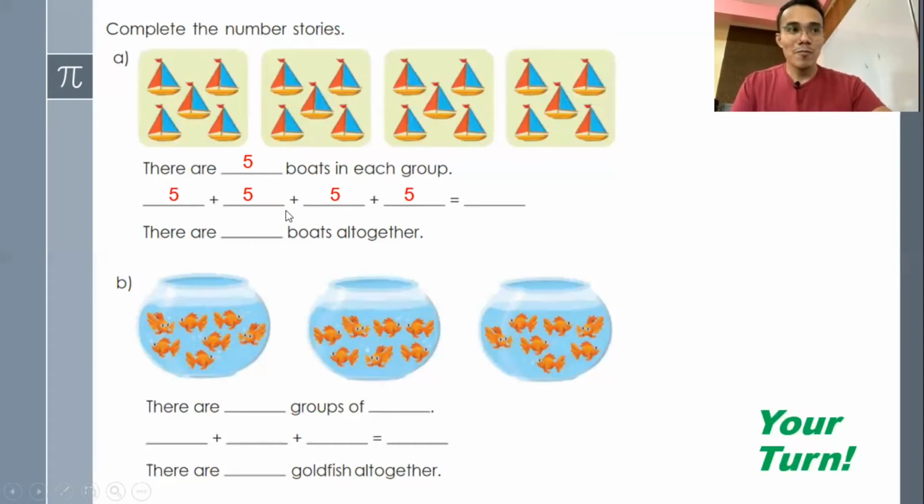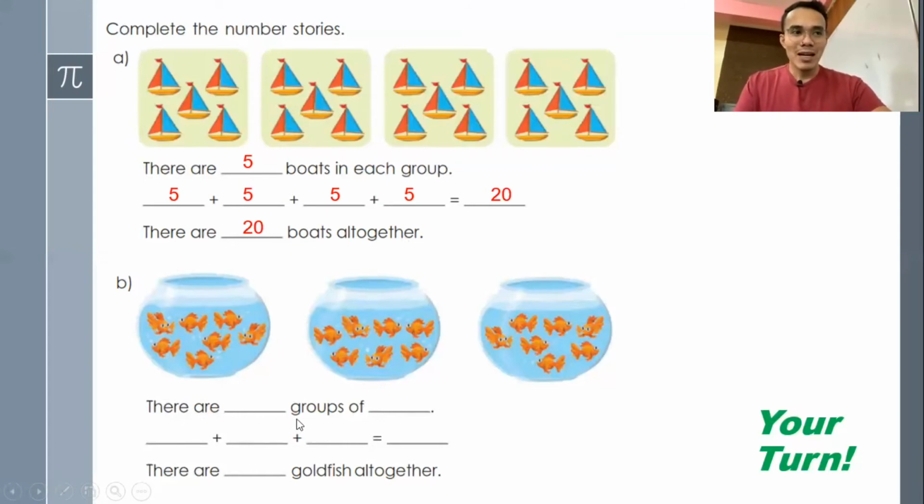And 5 plus 5 plus 5 plus 5 is 20. How did I get 20? We're just going to skip count by 5 or count in 5s. We have 5, 10, 15, 20. Therefore, there are 20 boats altogether. Did you get that? All right, let's have letter B.